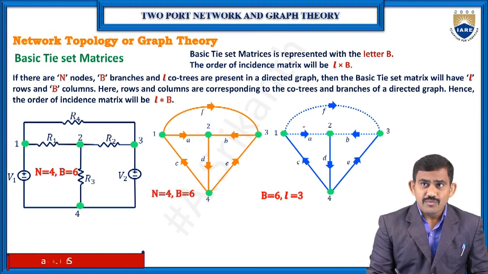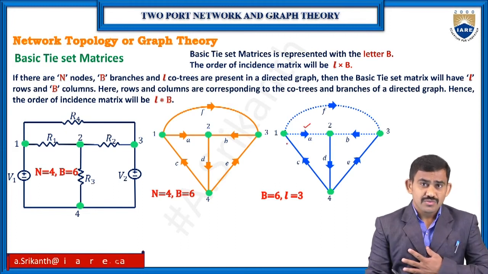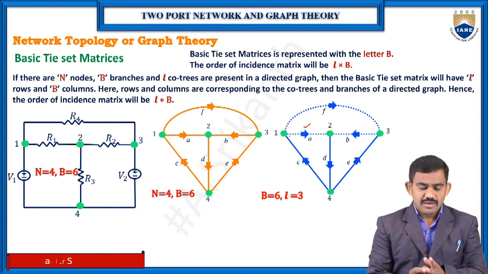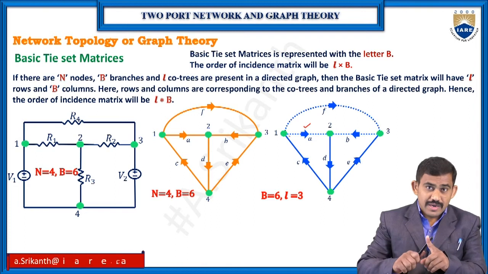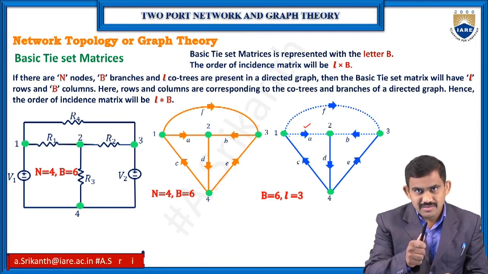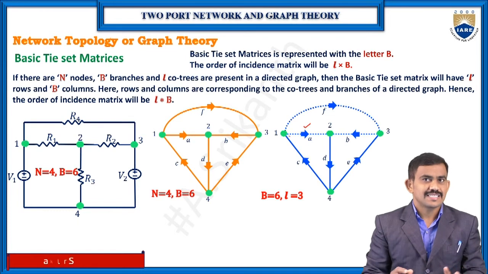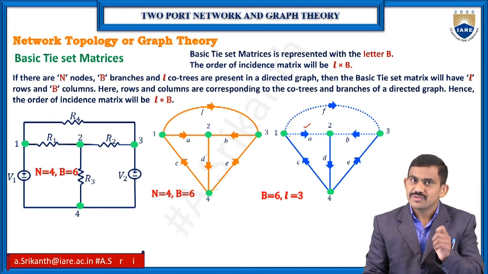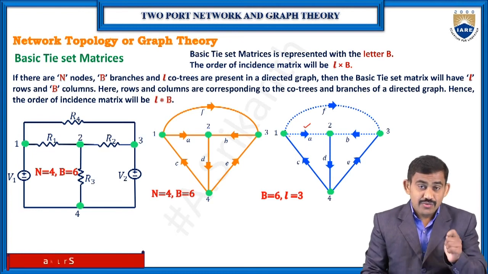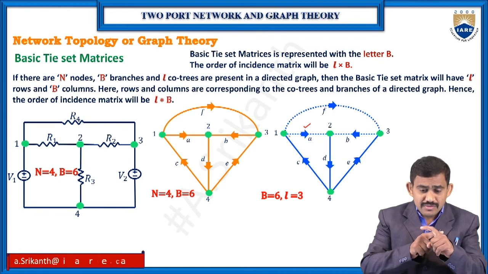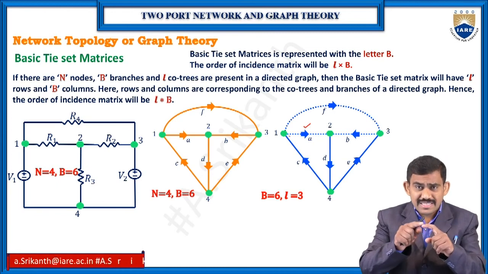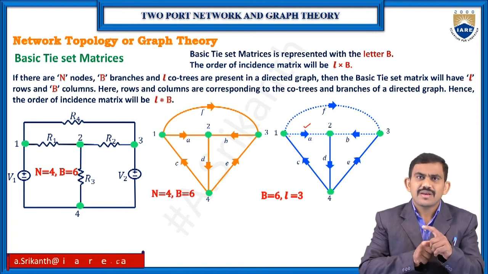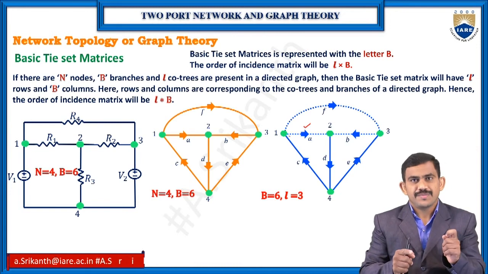Here the condition is that I use only one co-tree and go for a closed path. I require one closed path, and in that closed path I need only one co-tree, not more than one. That's the condition. In the closed path, the branches we have, those branch values we need to write in the matrix. We need to follow the co-tree direction, and in the loop, if we have the same direction we have +1. If you have the reverse direction, we will have -1. Not connected branches, 0.